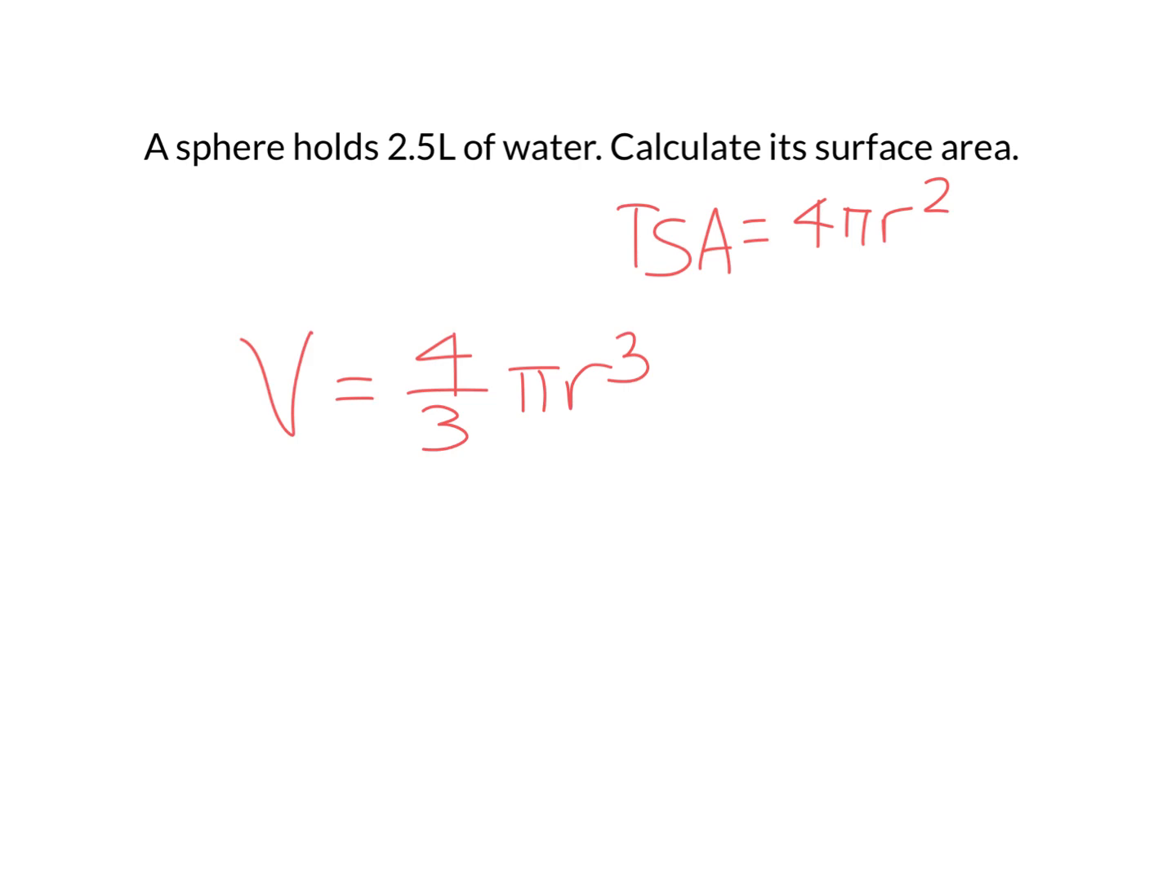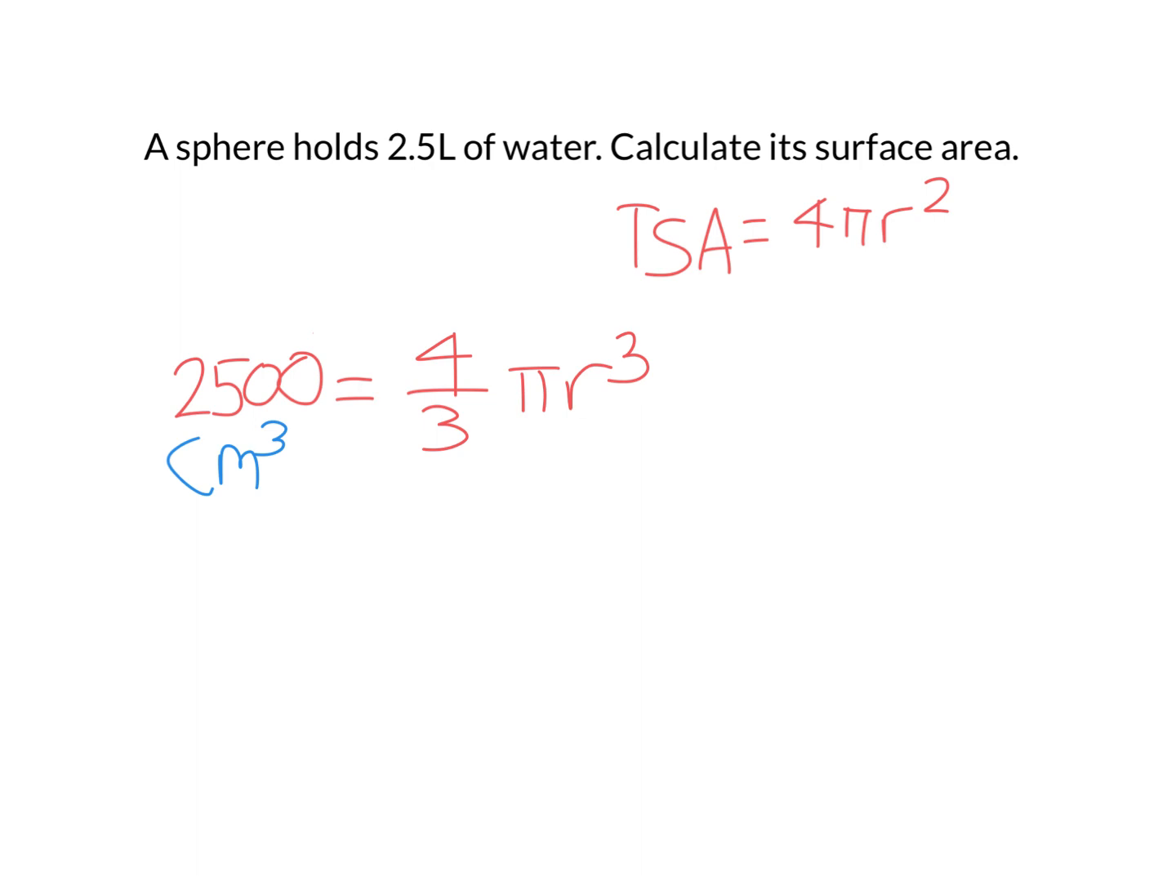So 2.5 litres, it turns out, is 2,500 mils, or 2,500 centimeters cubed. So we're putting centimeters cubed into this formula because it is a unit of volume. That means our final answer, r, is going to be in centimeters. So let's go ahead and solve this.